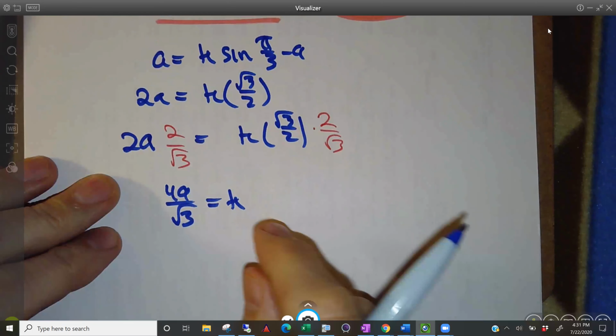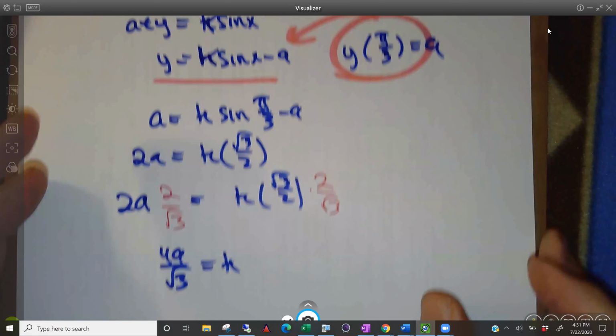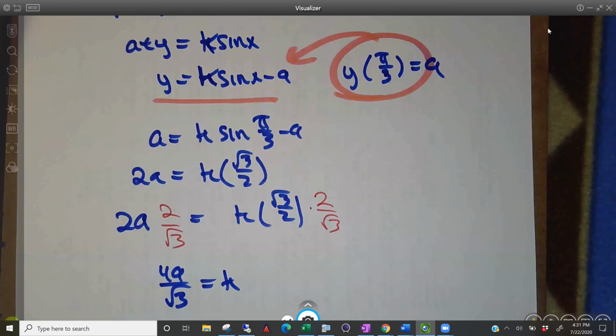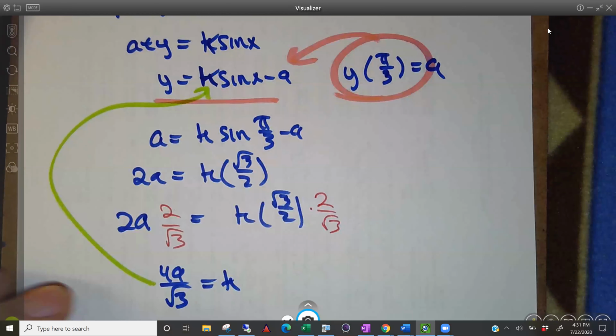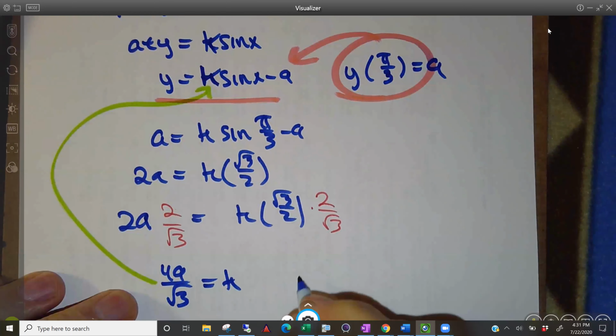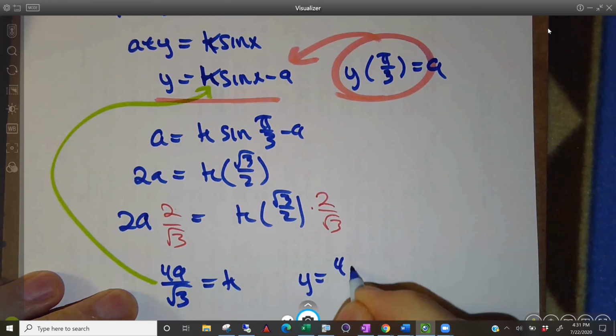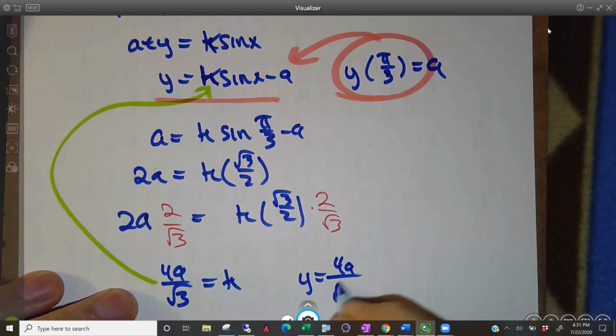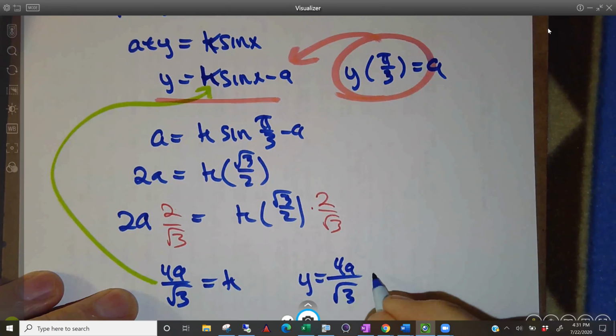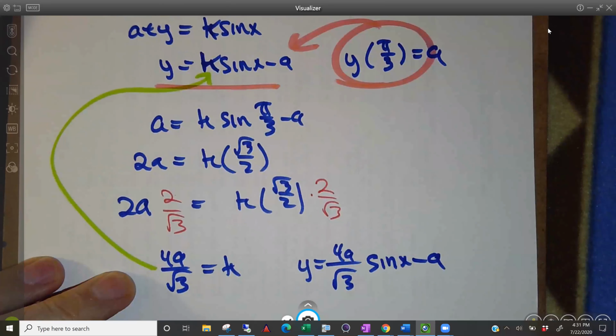If I put that up into my final answer up here, then I end up with my final solution, which is y equals 4a over the square root of 3 times sine of x minus a. That's the final solution.